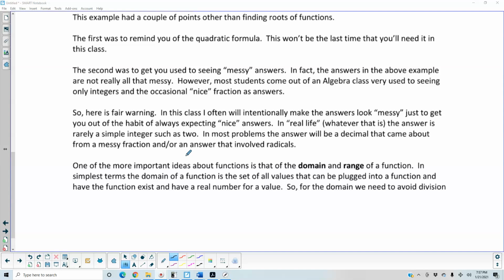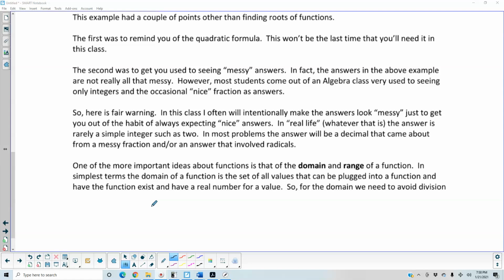In real life, whatever it is, the answer is rarely a simple integer such as 2. In most problems, the answer will be a decimal that came about from a messy fraction and/or an answer that involved radicals. One of the more important ideas about functions is that of the domain and range of a function.